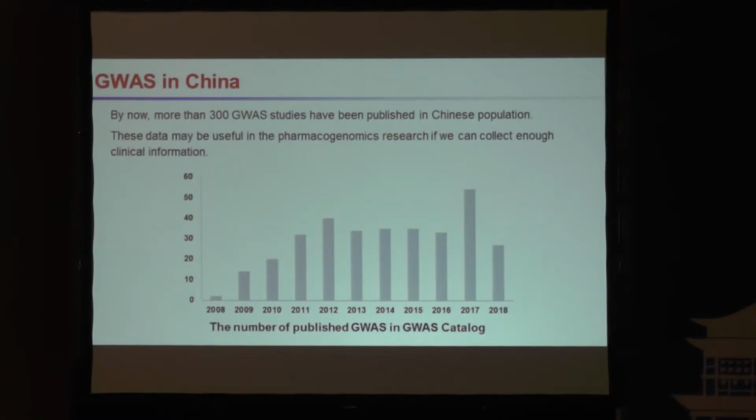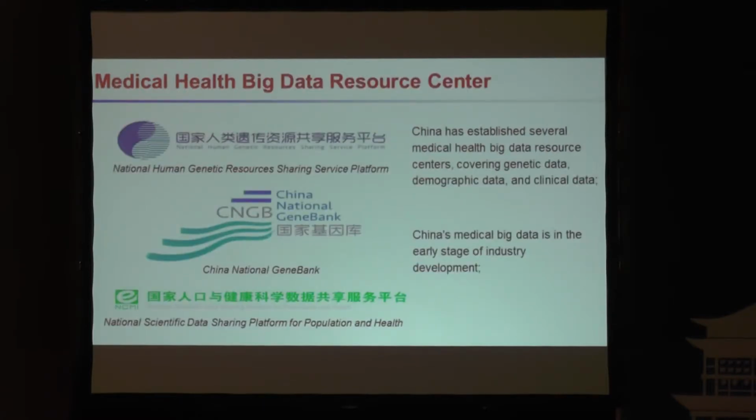Actually, by now, more than 300 GWAS studies have been published in the Chinese population. This data may be useful in pharmacogenomics research if we can collect enough clinical information. Besides the precision medicine program and the existing drug datasets, the Chinese government has established several medical health big data centers recently. These centers cover genetic data, demographic data, and clinical data.